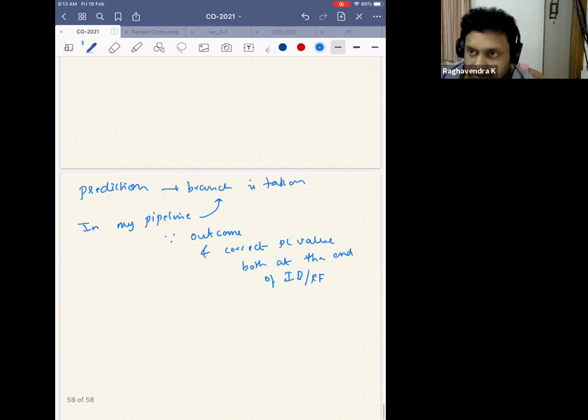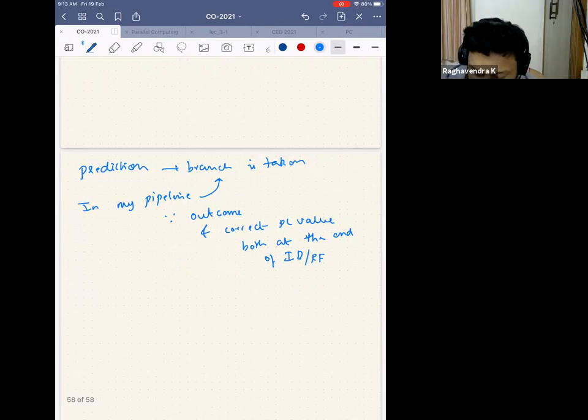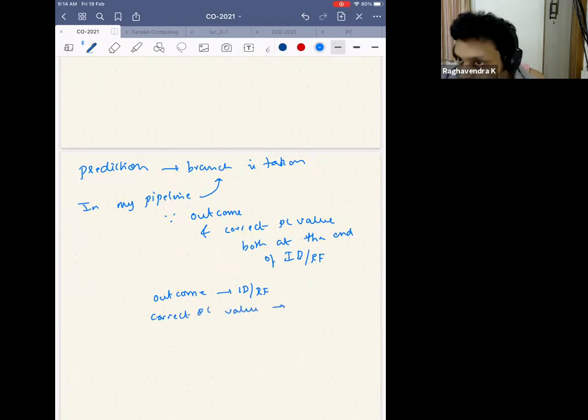But if there is a pipeline where the outcome of a branch is known at the instruction decode stage, and the correct PC value, let's say, I mean, this is just an example, is deeper into the pipeline, let's say at the end of the execution stage, then maybe, okay, what am I saying? Sorry, this should be reversed, right?